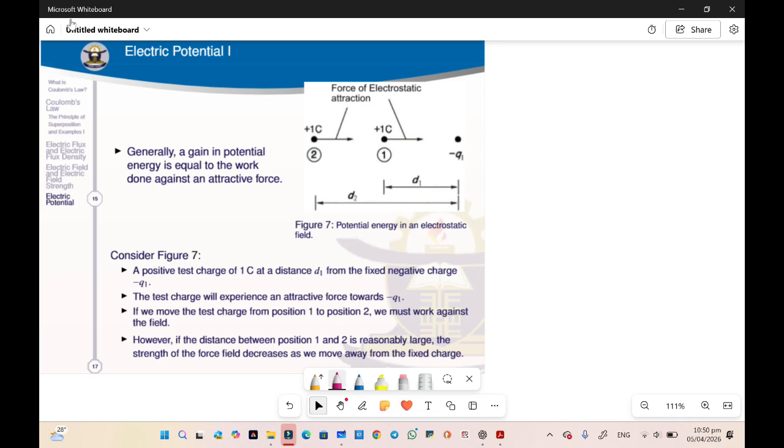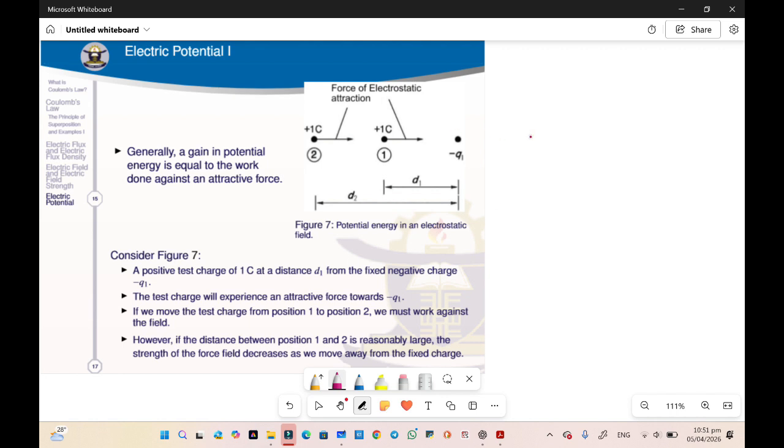Hello, this is going to be a quick lecture video for electric potential, and we are going to draw ideas from the ordinary potential energy we know. I believe you did something on potential energy in SHS, so we are going to draw on that understanding to help us understand what potential energy is pertaining to electrostatic fields.